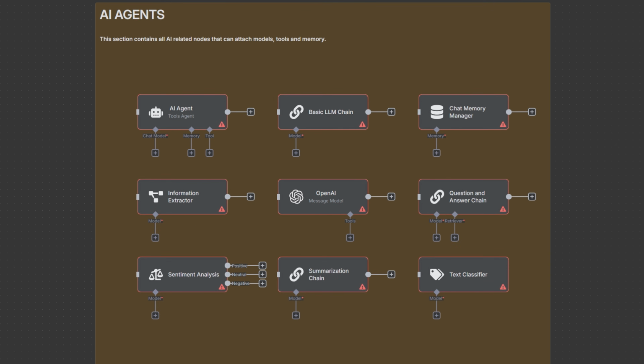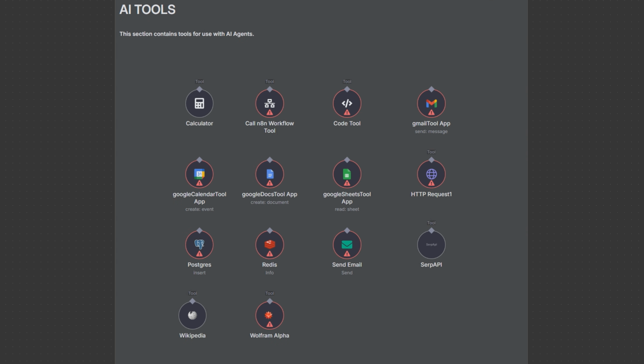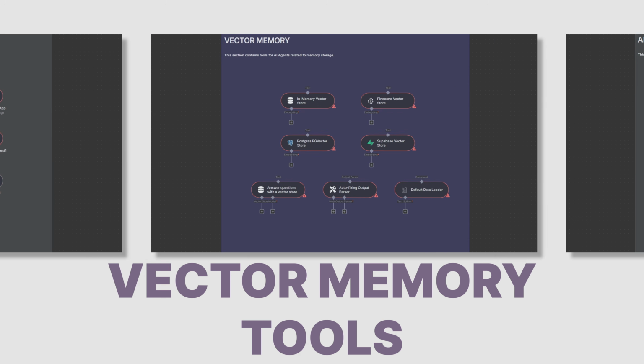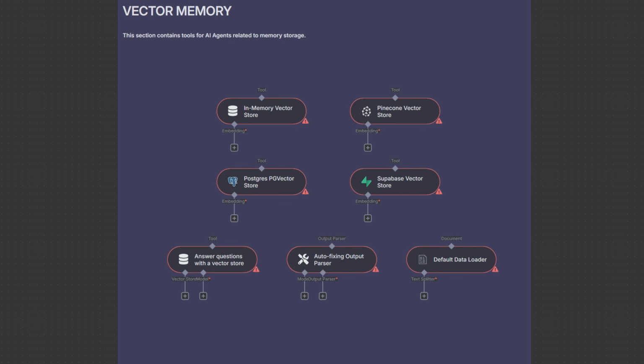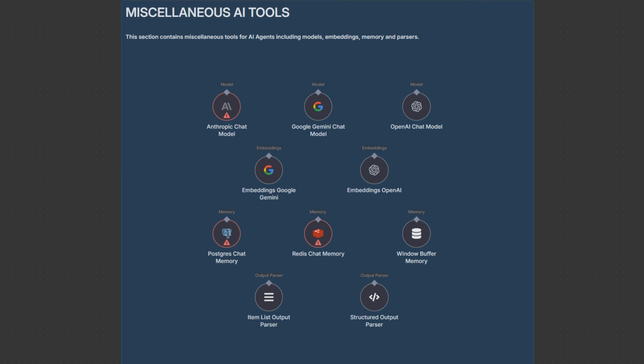AI agents are so powerful, and there's lots of different nodes here, and they're all defined by the ability to attach models, tools, and or memory. These are some of the tools that can be added for use with AI agents. And this is vector memory, tools for AI agents related to memory storage. These are other miscellaneous tools that AI agents can use.